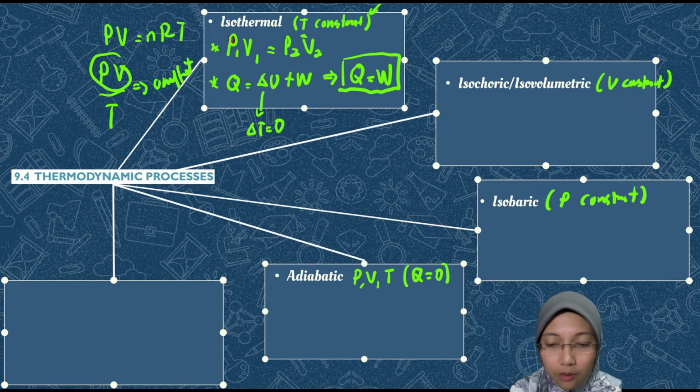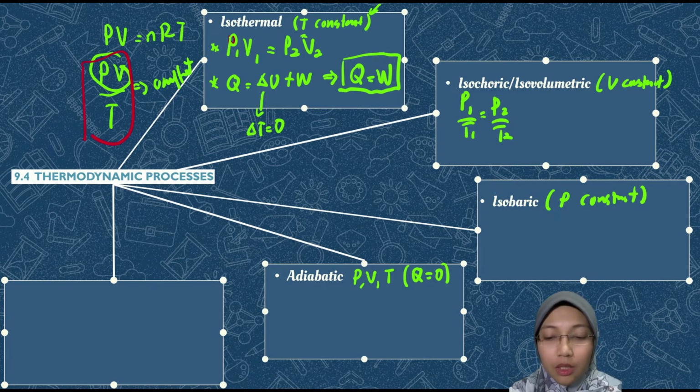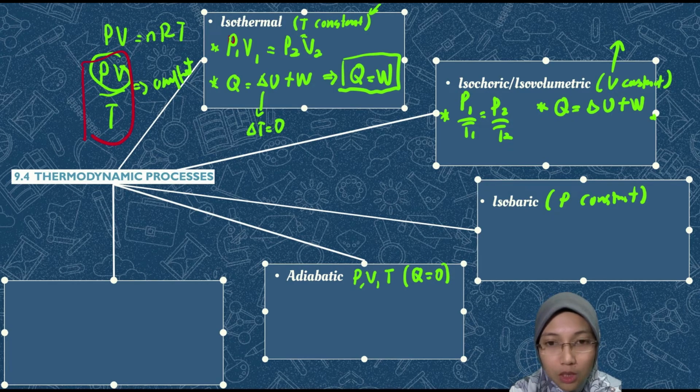For isochoric or isovolumetric, we'll have V constant. P1 over T1 is equal to P2 over T2. That is for the ideal gas equation. For the first law of thermodynamics, you have constant volume, so the equation will be Q is equal to delta U plus W. So when the volume is constant, there will be no expansion or compression, so there will be no changes in the volume. It means that there will be no work done for the case of isovolumetric or isochoric. So delta V is equal to 0.